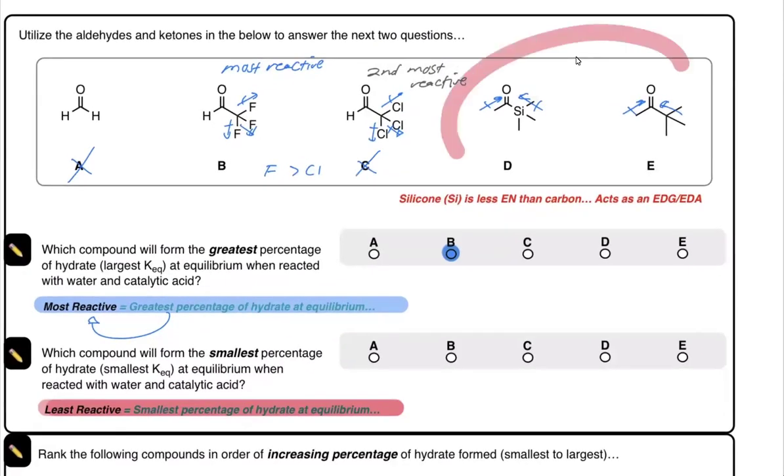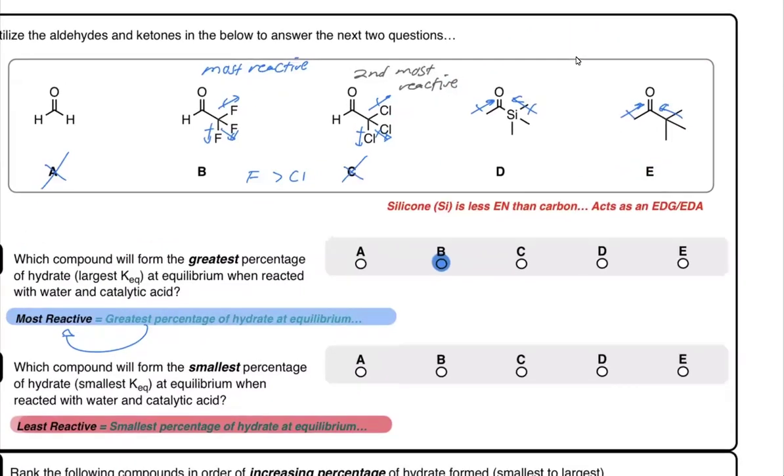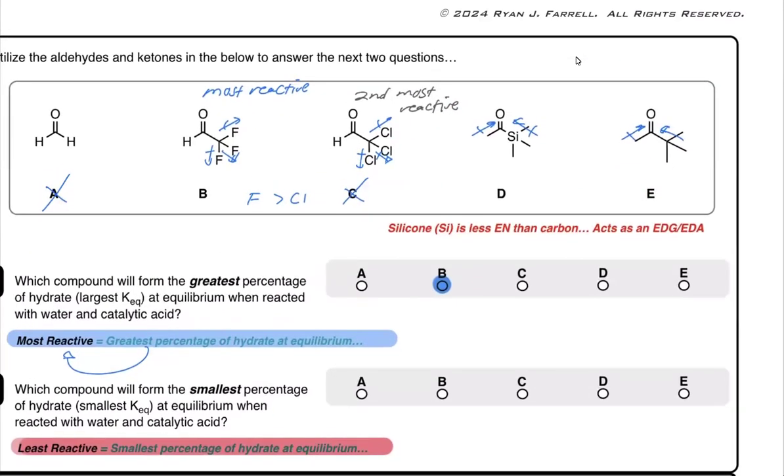Now we're going to focus on D and E here and differentiate their reactivity. Both are technically ketone functional groups, and the only difference is the presence or absence of the silicon atom. Now remember in the periodic table that we have CNOF, then we have silicon, phosphorus, sulfur, and chlorine. Silicon is below carbon, which means that silicon is less electronegative than carbon. And like carbon, silicon will function as an electron-donating group, an electron-donating atom.